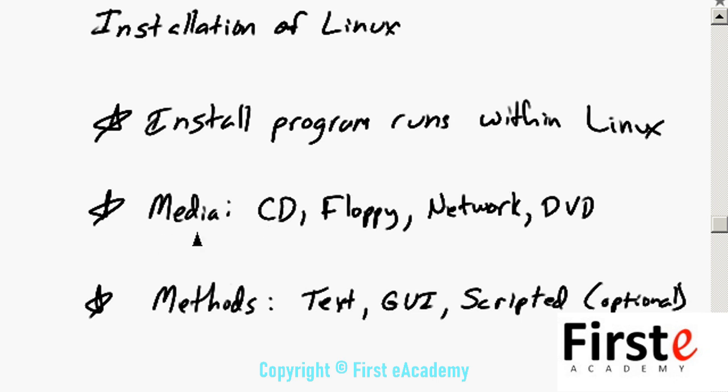Now the choices for media are CDs, you can use floppy disks, you can use DVDs, or you can just download it over the network. To download it over the network, you're going to at least have to download like a floppy boot image so that you can boot off the floppy, and then when you do the installation, you can point the installation program to the network site where you're going to download Linux from.